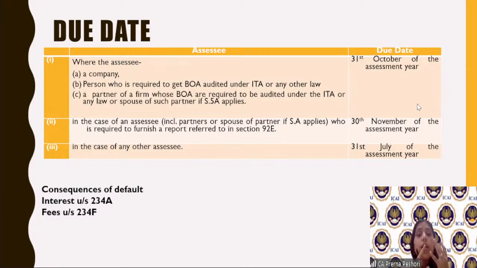In case transfer pricing is applicable to the assessee, in case the assessee is required to submit the transfer pricing report, then the assessee as well as his partner will be required to furnish the return by 30th November. So if there is transfer pricing applicable, then by 30th November. If there is a company or if an audit is required to be carried out, then that particular entity and its partners by 31st October. And any other assessee will be required to file by 31st July.